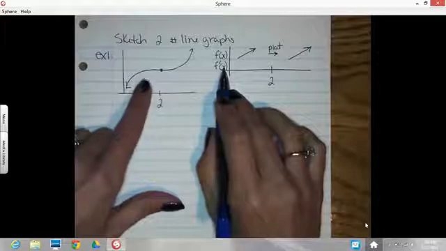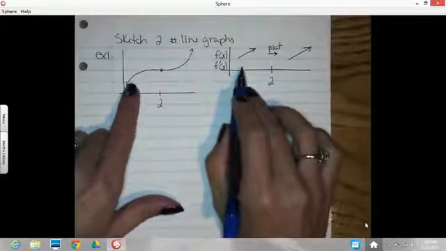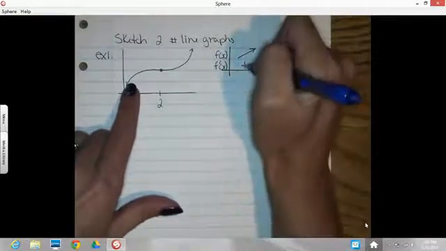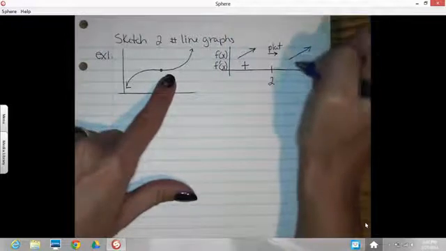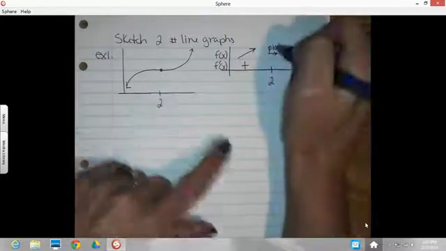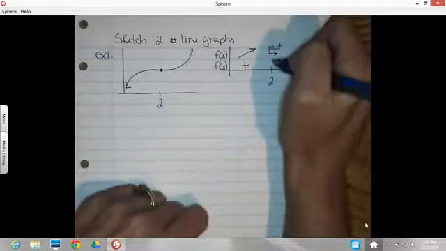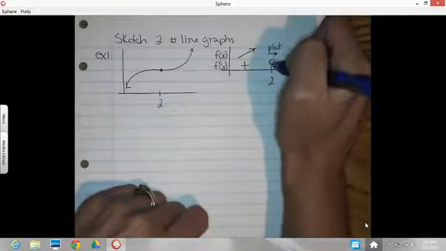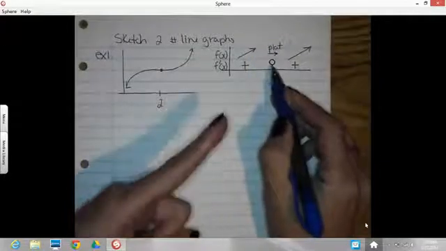Now for the derivative, all I care about is whether it's positive or negative. So here the derivative, because this is increasing, would be positive. Here it's still increasing, so it's positive. And because it's a plateau, I know that's a critical point, the derivative will be 0. Because derivatives are zeros at maxes, mins, and horizontal plateaus.